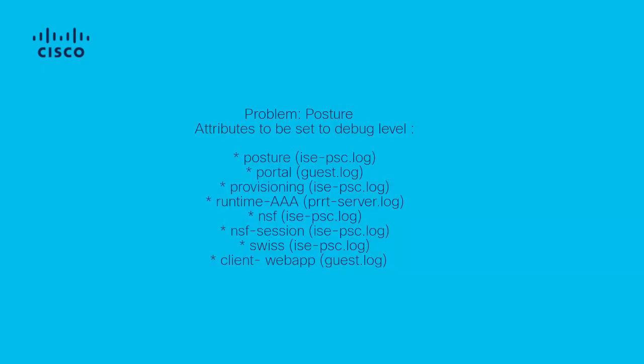Take for example posture logs. The listed component needs to be enabled on an ISE node to get more detailed information about a flow malfunction. To do so, you configure the components on the ISE.